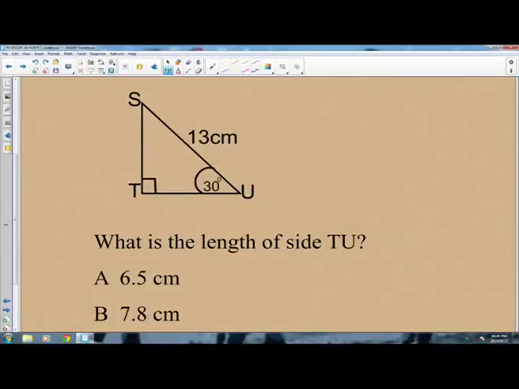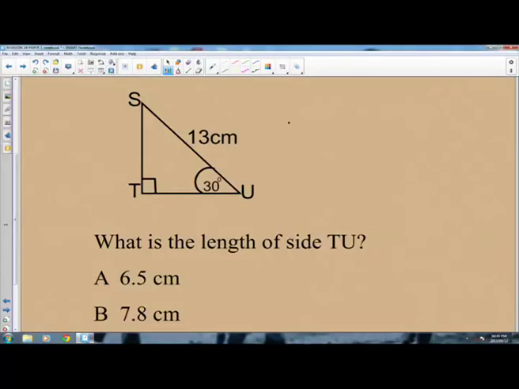We are at question number 3, which says, what is the length of the side TU? So we have to find the side TU using the information given. This is a question which involves the trigonometric ratios, that is the sine ratio, cosine ratio, or the tangent ratio. And what does this ratio say? It says SOHCAHTOA. This is simply to say the sine of an angle is opposite over the hypotenuse, the cosine of an angle is adjacent over the hypotenuse, and then the tan of an angle is opposite over the adjacent.